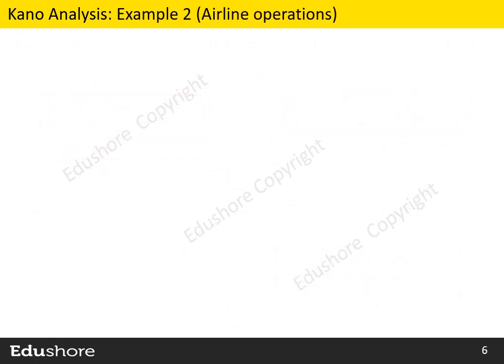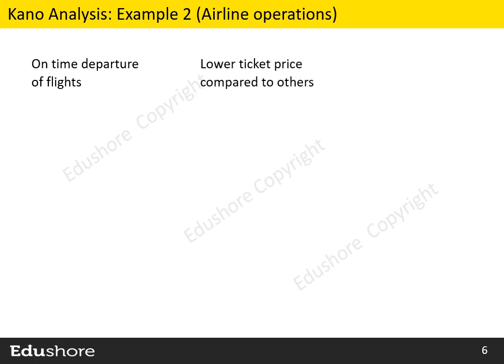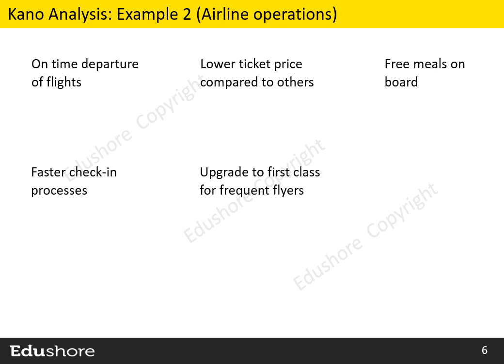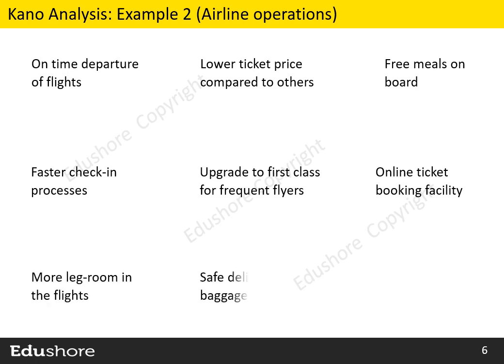Let's look at another example of Kano Analysis. A survey was done and inputs were collected from the customers of an airline company. Following are the expectations of customers: on-time departure of flights, lower ticket price compared to others, free meals on board, faster check-in processes, upgrade to first class for frequent flyers, online ticketing booking facility, more legroom in the flights, safe delivery of baggage, and low fees for rescheduling.